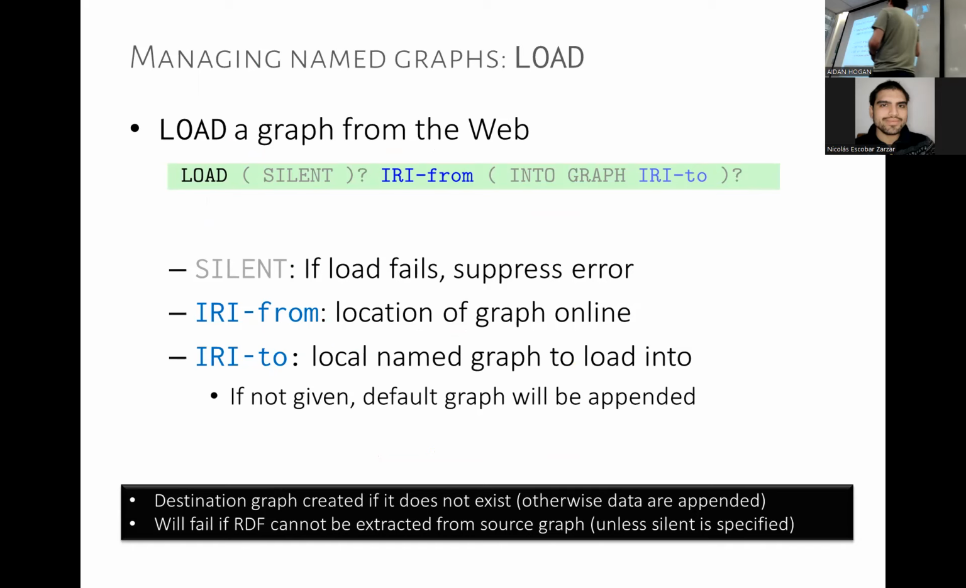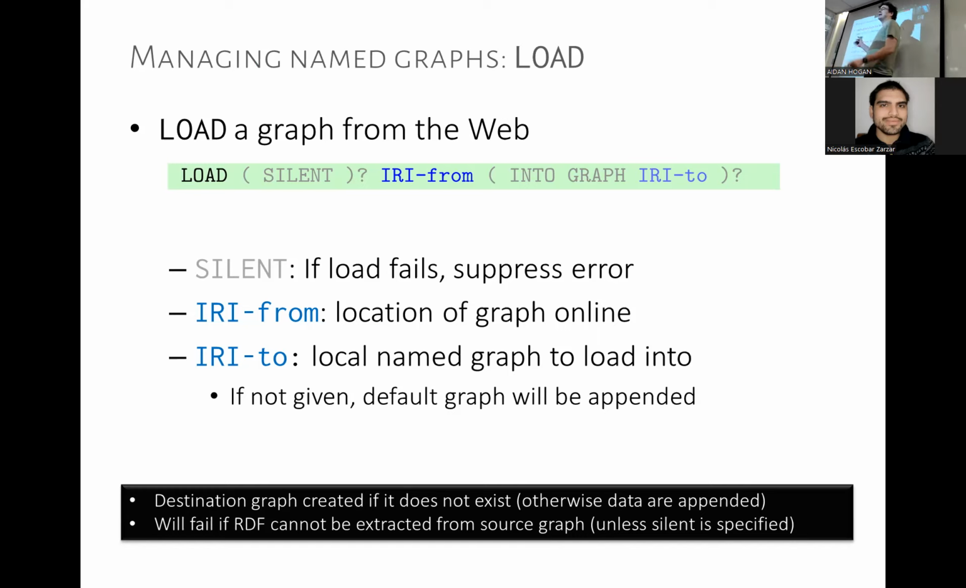So what we have here is LOAD, and then we have this optional SILENT keyword. The stuff in gray is optional. SILENT basically allows us, if the load fails, to suppress the error. For example, if the document on the web does not exist, then it will throw an error if we don't have SILENT. If we add SILENT, then it won't throw an error. This is useful if we have maybe 100,000 documents we want to load, and if one of them fails, we don't want the whole process to stop. We just want it to keep going. We can add SILENT. By default, it will give an error.